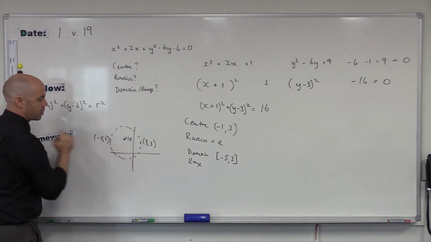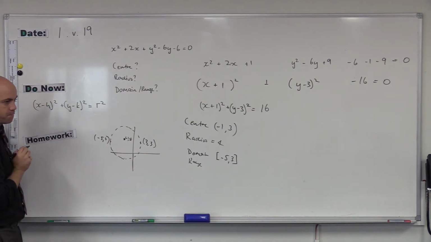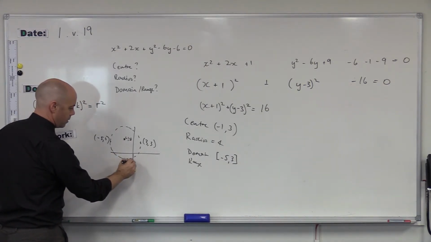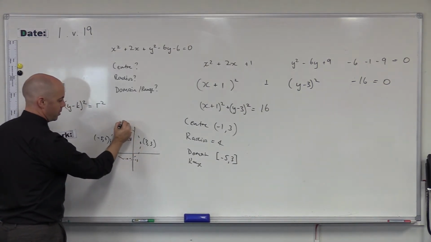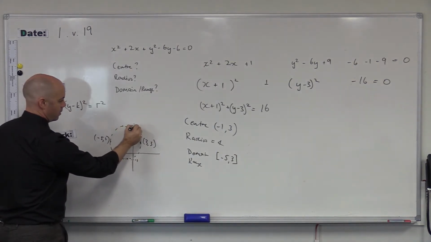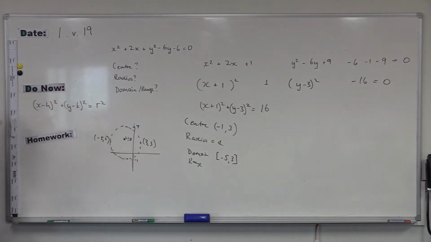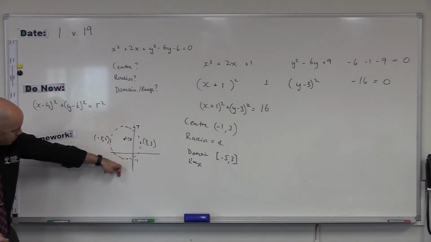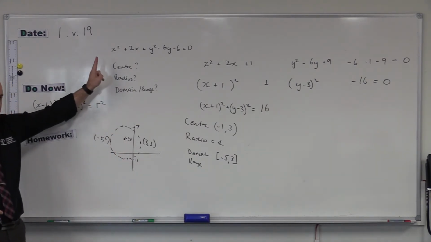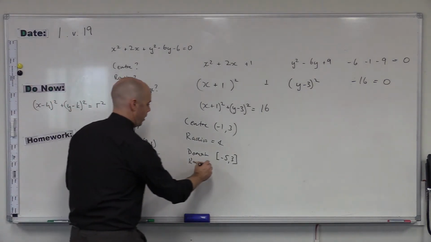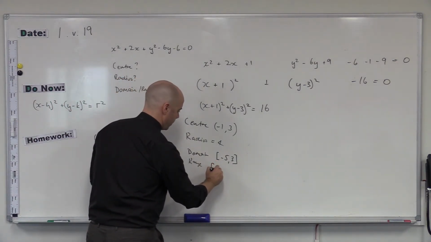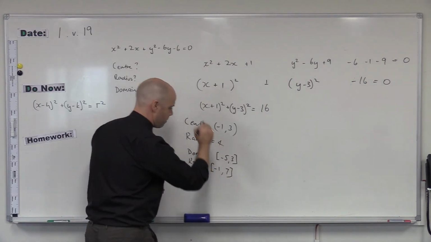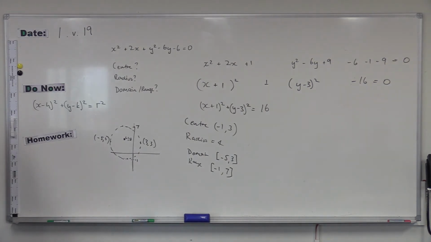What about range? What's the lowest y can be? -1, down here. What's the highest it can be? 7. So the y value of the centre is 3. The lowest it's going to be is -1 when you go down 4, and when you go up 4, it's going to be 7. So just write that in here: square bracket, -1, 7, square bracket. Perfect. Awesome.